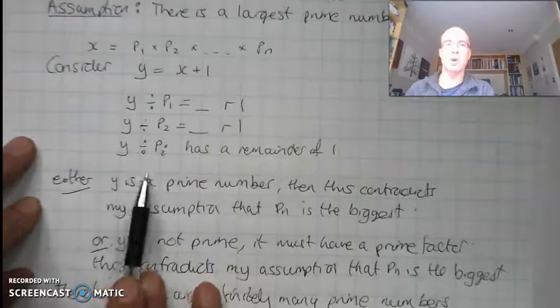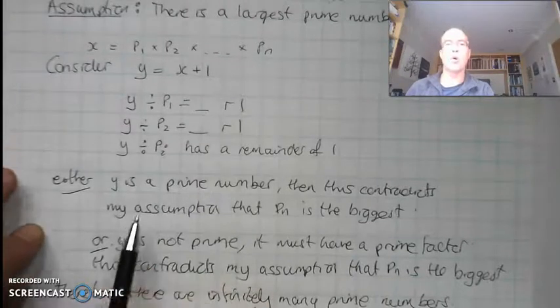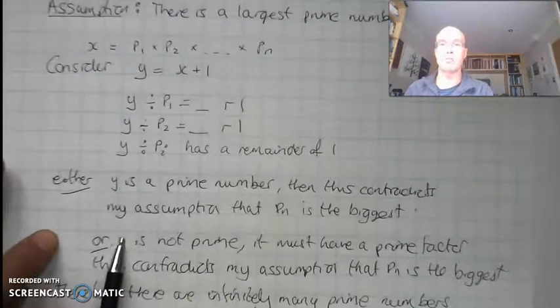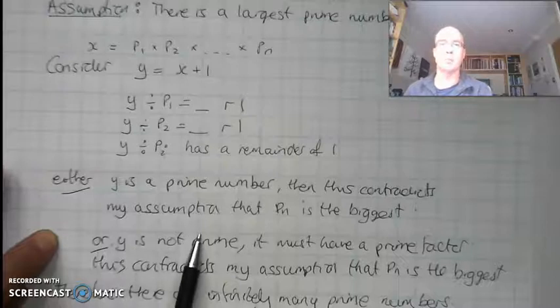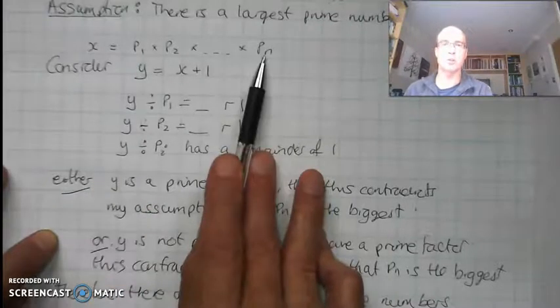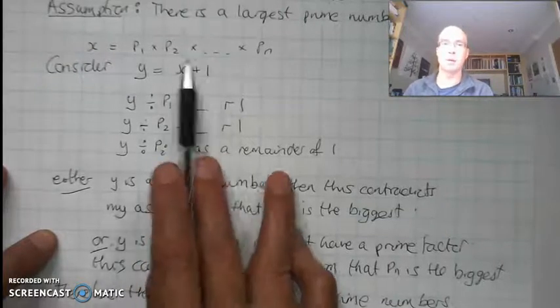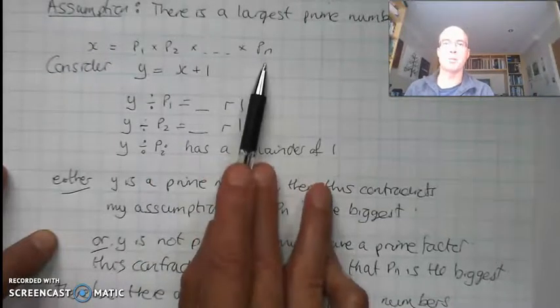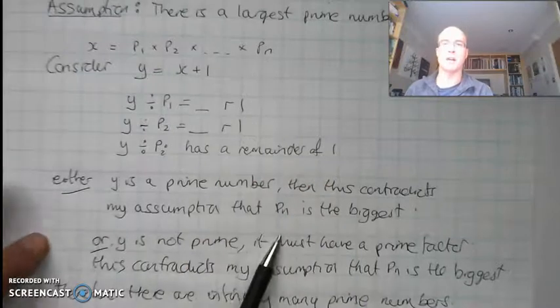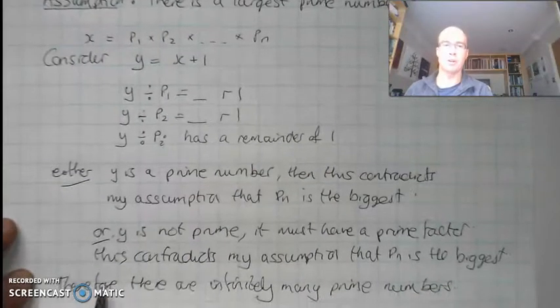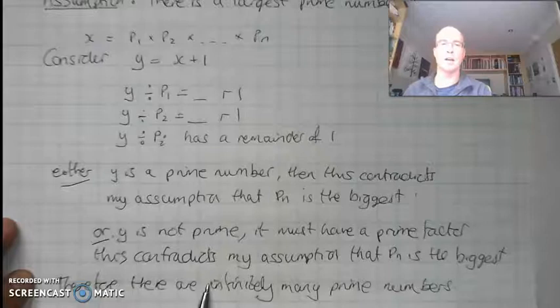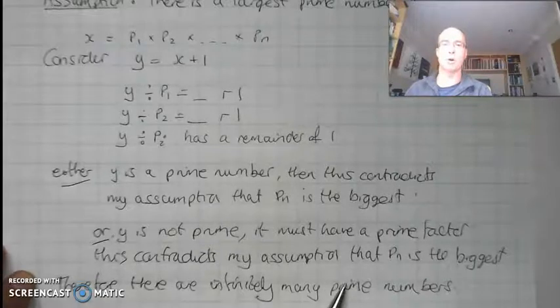So either y is prime, or if y isn't prime, then it must have a prime number that's not one of the original ones, P1 to Pn, and that must be bigger than Pn. Remember, Pn is my biggest one, so I've got that contradiction. Therefore, I've proven by contradiction that there are infinitely many prime numbers.